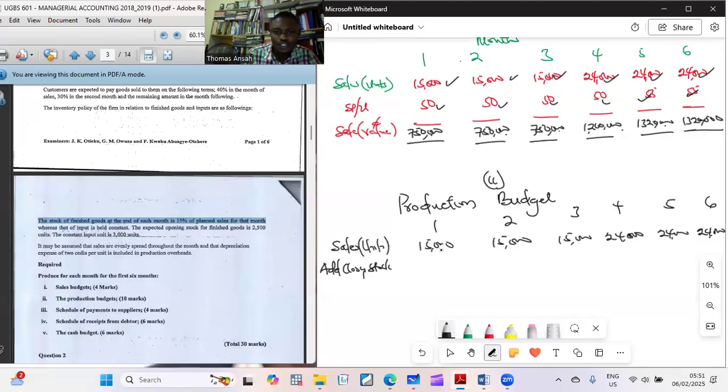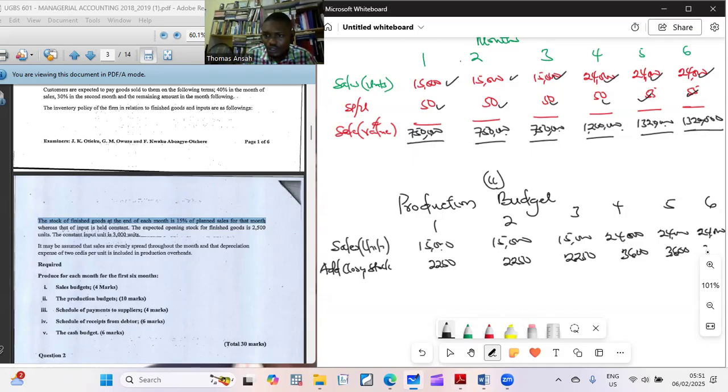What is the planned sale for this month? This is it. So you are going to do 15% of that. So 15% of 15,000, 0.15 of 15,000. That gives me 2250. This one too, the same thing, 2250. Then this one changes, so you also have to effect the change. All right. So if you do 0.15 of 24,000, that gives you 3,600.